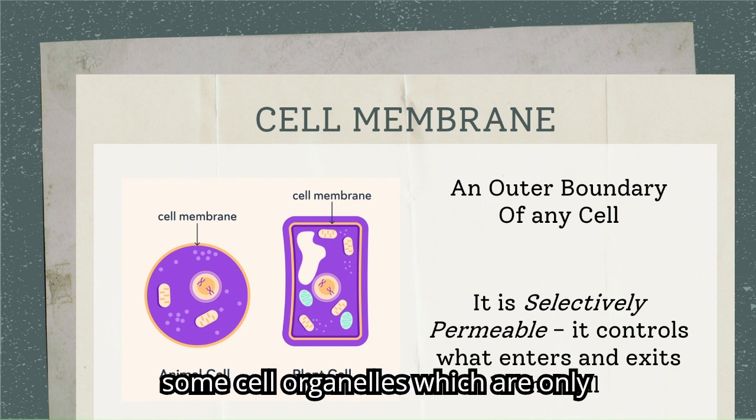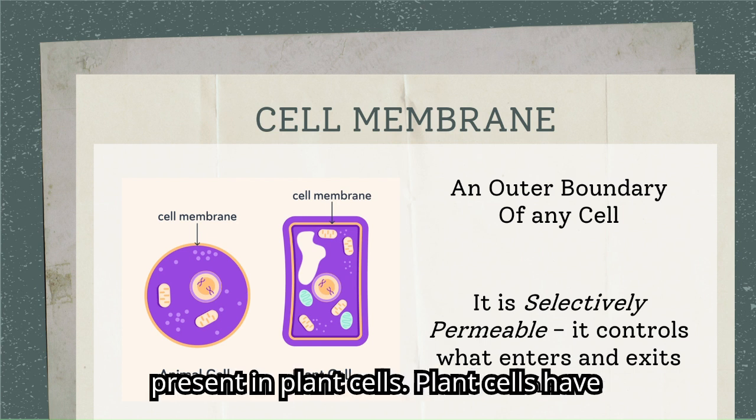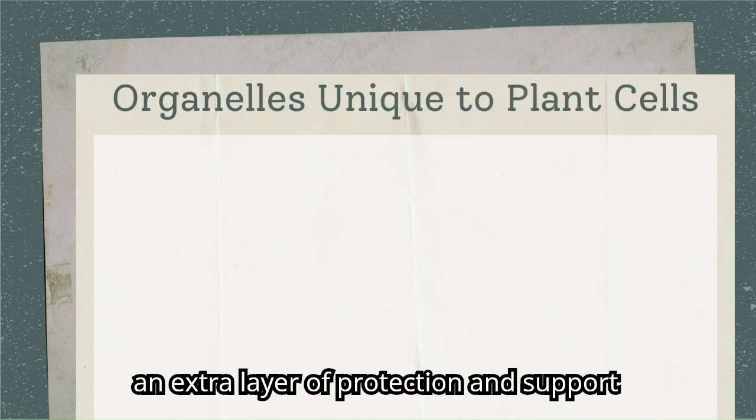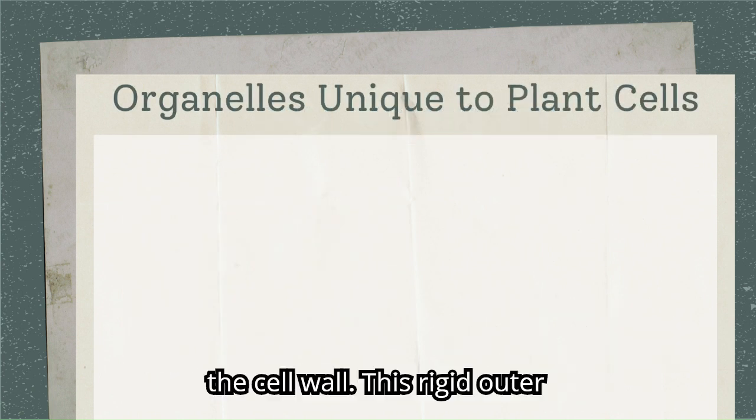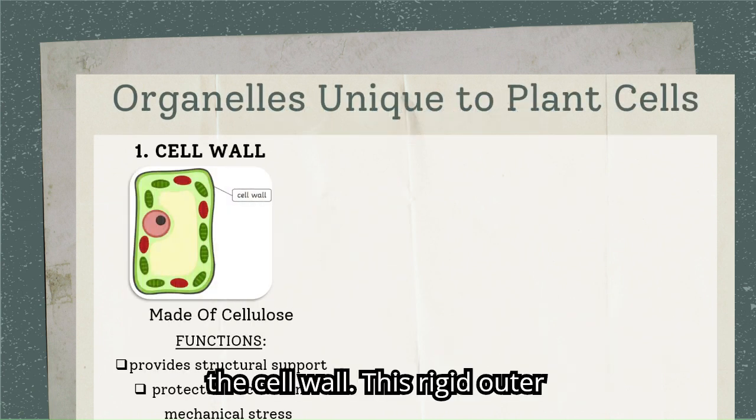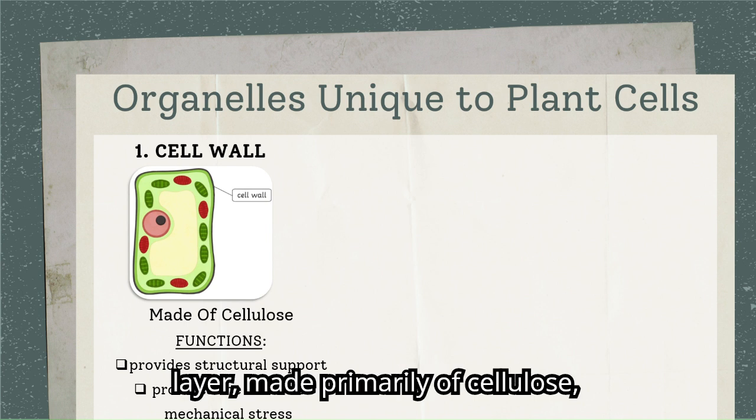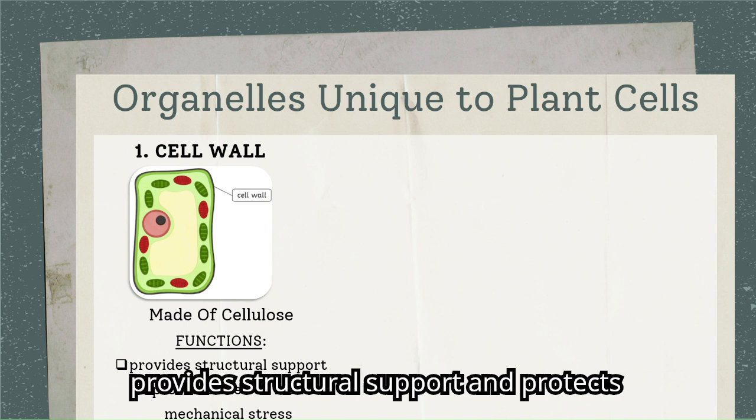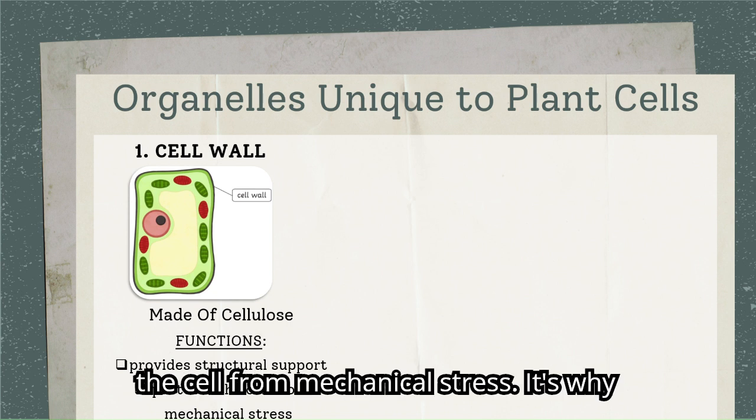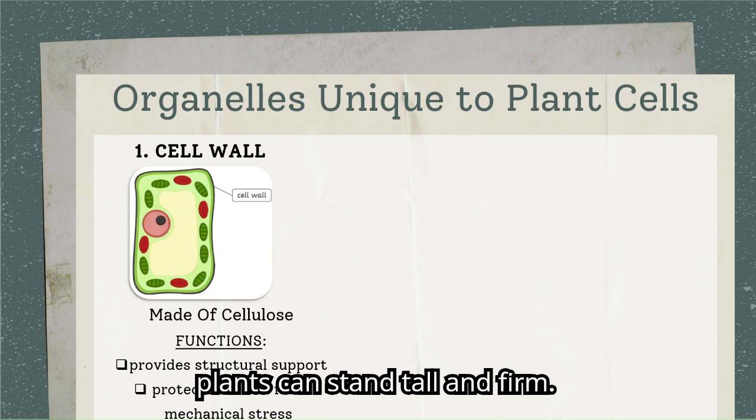There are some cell organelles which are only present in plant cells. Plant cells have an extra layer of protection and support, the cell wall. This rigid outer layer, made primarily of cellulose, provides structural support and protects the cell from mechanical stress. It's why plants can stand tall and firm.